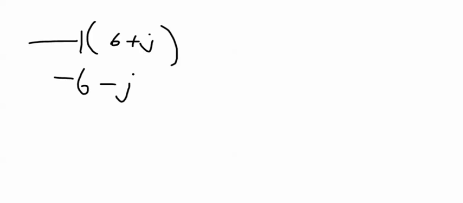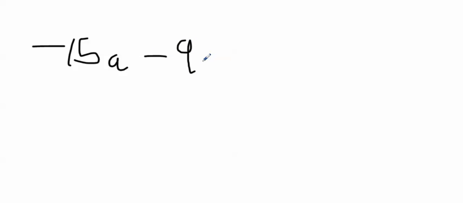Okay? Also, while we're at it, let's talk about simplifying things. Simplifying would be like if I have negative 15a and I'm going to do a minus 9a. I can combine these guys because they're exactly alike. Negative 15 minus 9, I believe, is negative 24, and then the a goes with it.